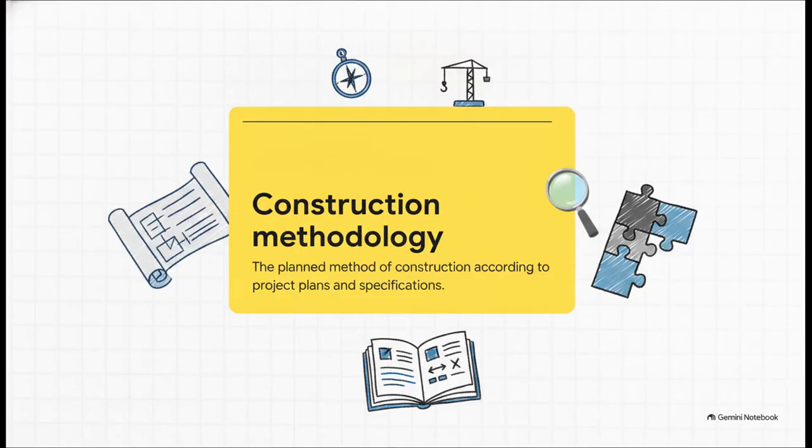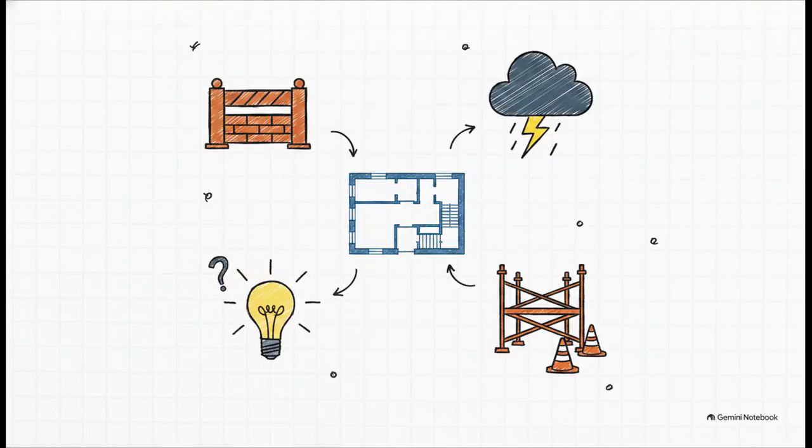Okay, let's start with the absolute core definition. When we talk about your construction methodology, what we're really talking about is your master plan. It's the planned method of construction. Essentially, it dictates exactly how the work is going to be completed according to the project plans and specifications. Think of it as your ultimate playbook. It's the daily guide you're going to rely on to make sure every single piece of this massive puzzle fits together perfectly.